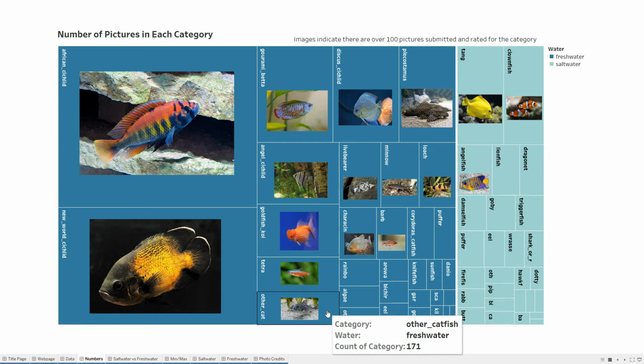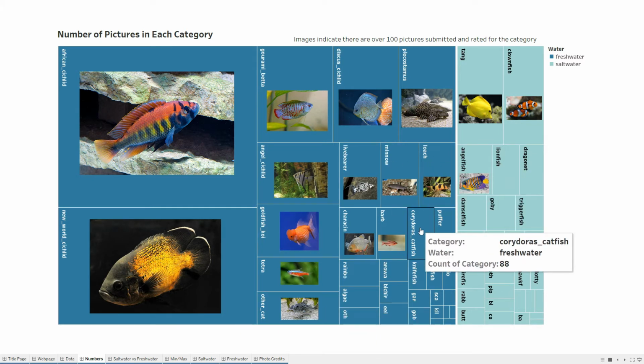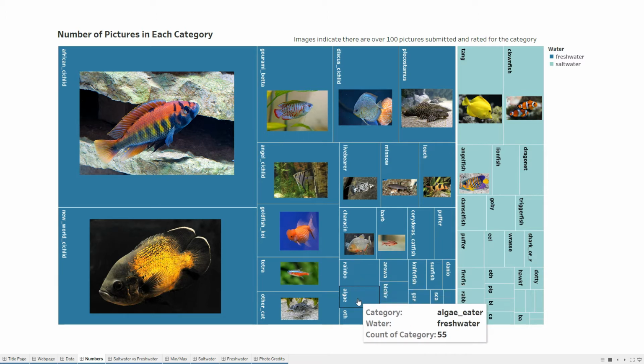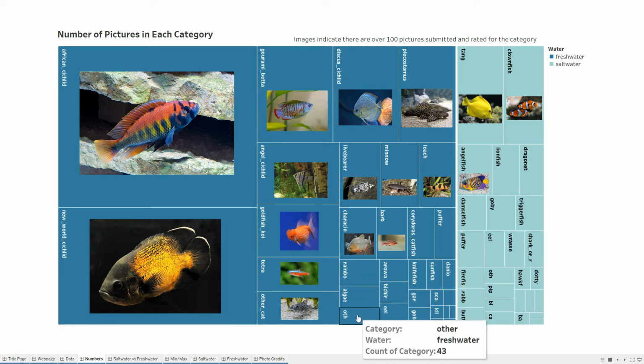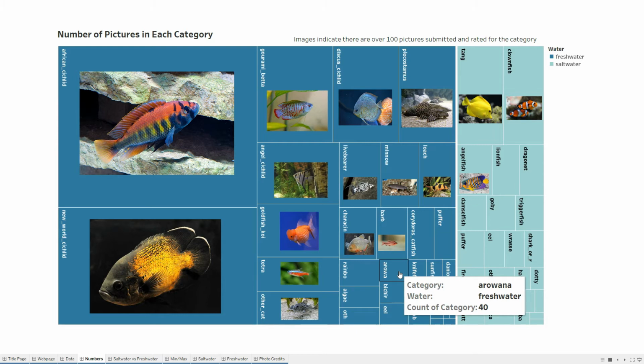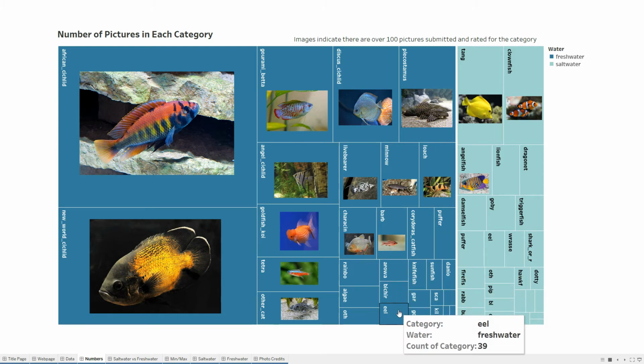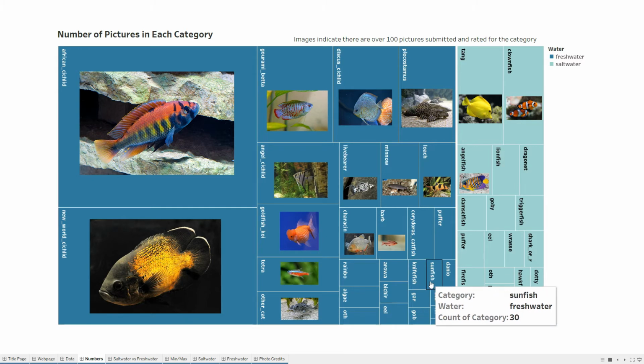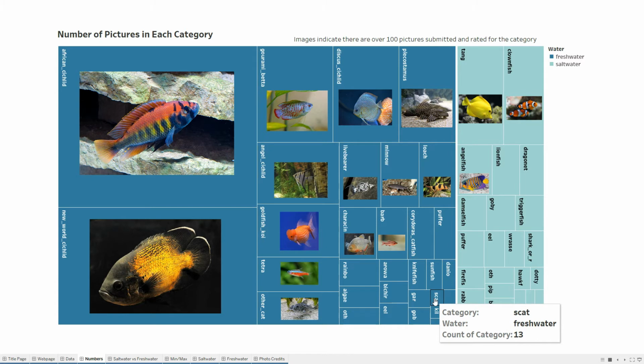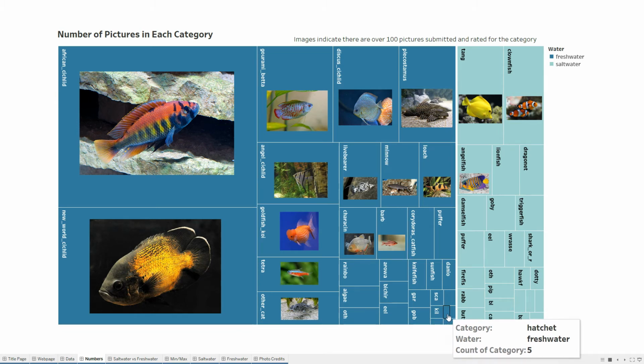I'm going to briefly highlight the categories with fewer than 100 pictures so that you can also see them. So we had the Corydoras catfish, the puffers, the rainbow fish, the algae eaters, the other category, arowanas, bichirs, eels, knifefish, sunfish, danios, gars, scats, gobies, butterfly fish, killifish, archerfish, hatchetfish, snakeheads, and suckers.